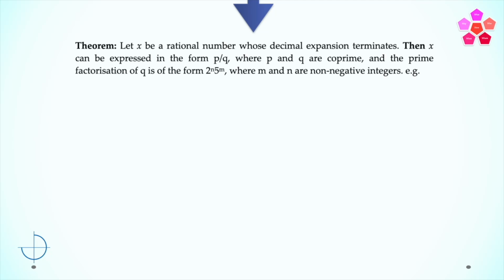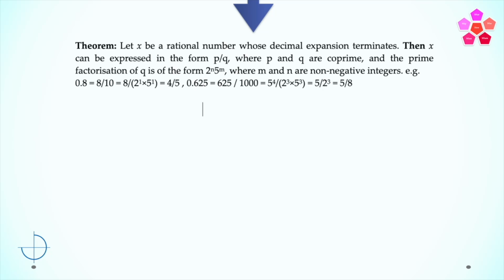For example, 0.8, which is equal to 8 by 10, can be written as 8 divided by 2 raised to the power of 1 into 5 raised to the power of 1, which is equal to 4 divided by 5. We can see that 4 and 5 are co-primes. Another example can be 0.625, which can be written as 625 divided by 1000, which is equal to 5 raised to the power of 4 divided by 2 raised to the power of 3 into 5 raised to the power of 3, which finally is equal to 5 by 8. And again, we see that 5 and 8 are co-prime.